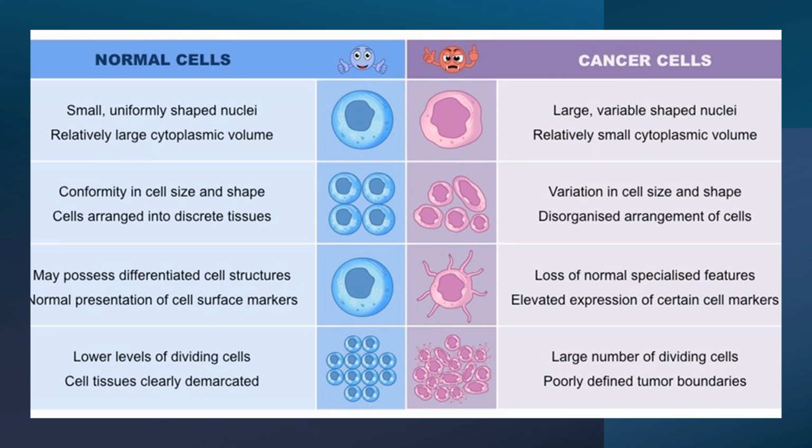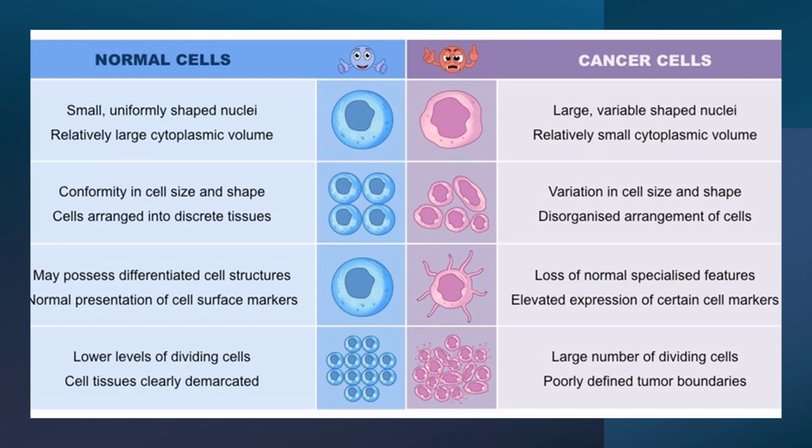Now we're going to compare a normal healthy cell to a cancerous cell. Now in normal cells, the shape of the nuclei is pretty small and is also defined. It's uniformly shaped. And the cytoplasm is quite large in normal cells. However, in a cancerous cell, the nucleus is very big. But on the contrary, the cytoplasm is very, very small.